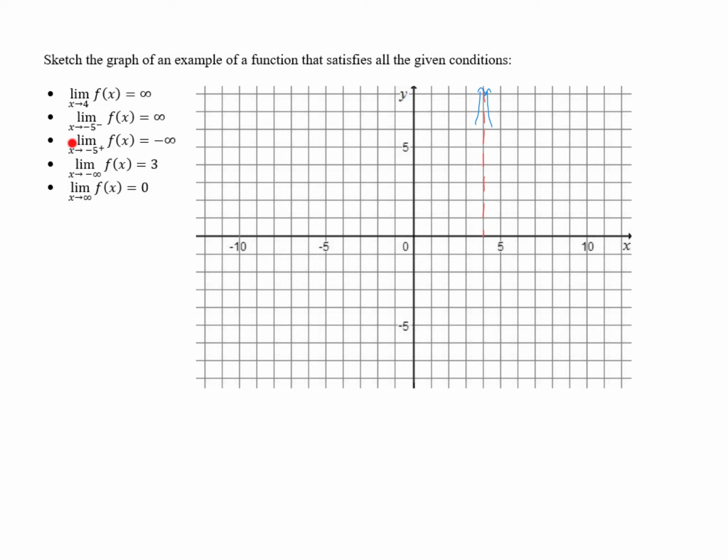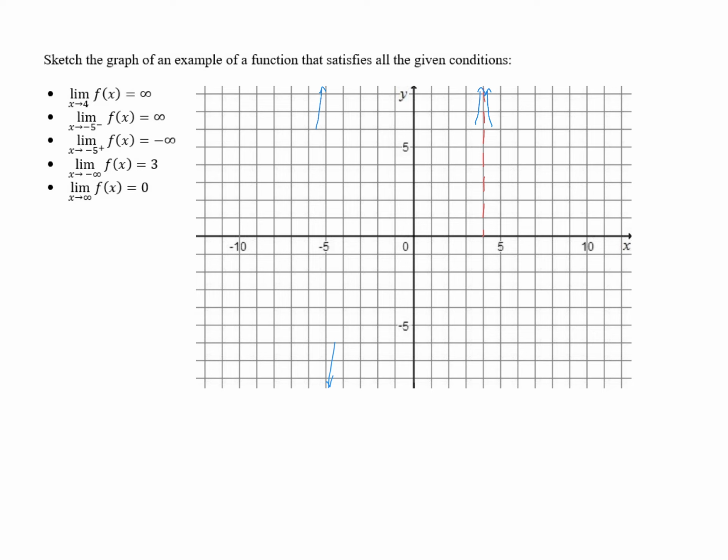Then we've got some limits as x approaches -5 from the left and the right. From the left, it's positive infinity. So it's going to look something like that. And then from the right, it is negative infinity. So it's going to look something like that.